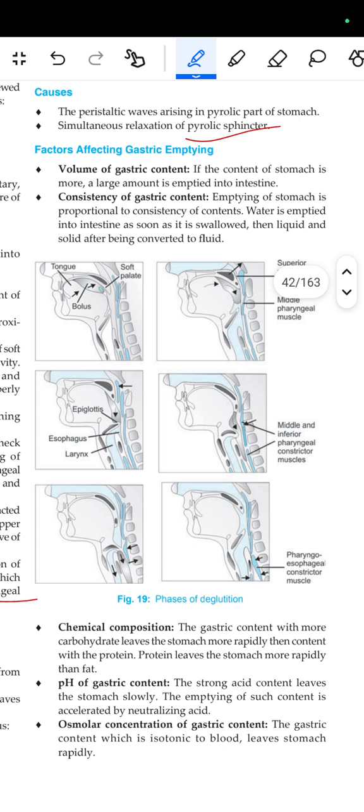Volume of the gastric content: if the content of the stomach is more, a large amount is emptied into the intestine. Consistency of the gastric content: emptying of the stomach is proportional to the consistency of the content. Water is emptied into the intestine as soon as it is swallowed. Then the liquid, and the solid after being converted to fluid.